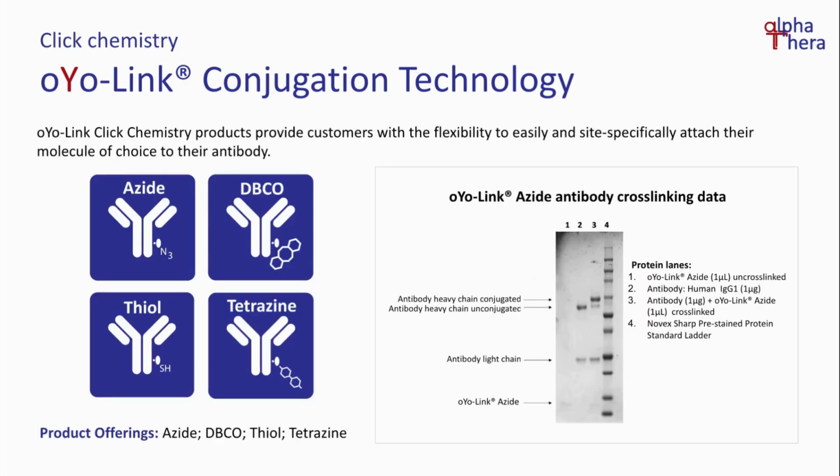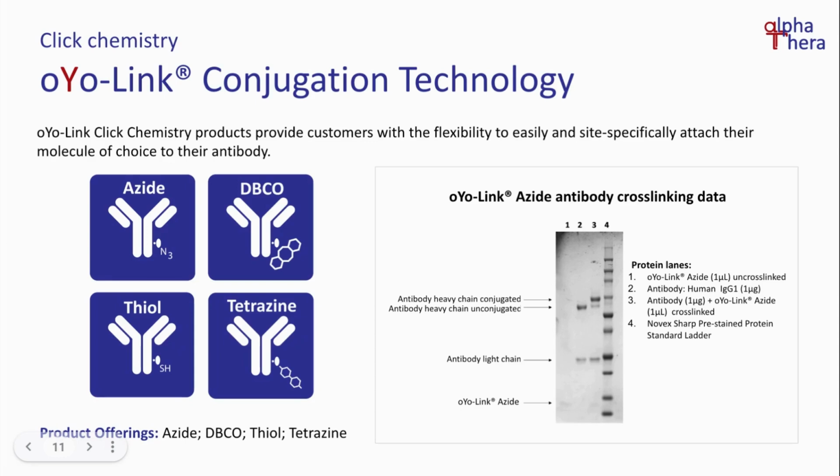For customers that would like to use oYo-Link to attach their own cargo to antibodies, we currently offer 4 click chemistry products: oYo-Link Azide, DBCO, thiol, and tetrazine. A unique benefit of our click chemistry products is that the click chemistry reaction is performed between oYo-Link and the desired cargo prior to antibody labeling. This can yield significant benefits in terms of reaction efficiency because the click chemistry reaction can be performed at much higher concentrations and much smaller volumes than when reactions are performed directly on the antibodies.